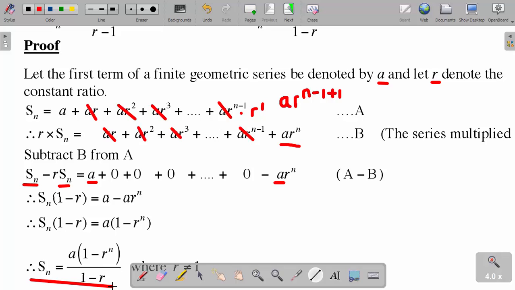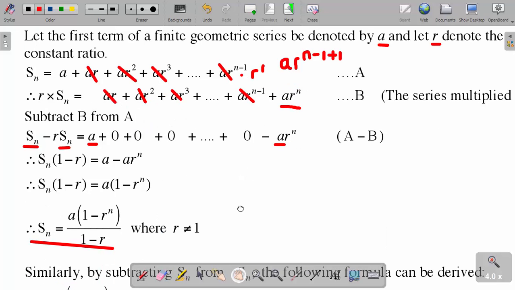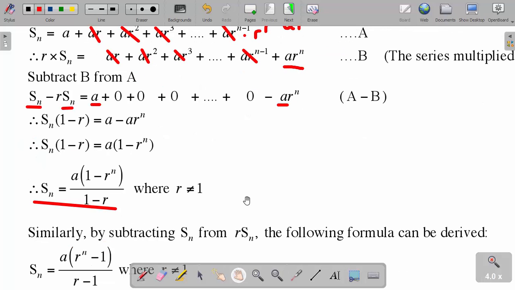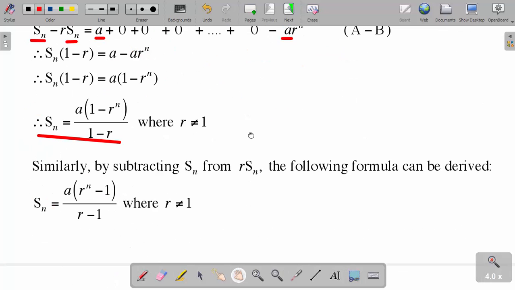That's how we prove this formula. Don't forget that my r cannot be equal to 1. Now similarly, by subtracting Sn from R Sn, the following formula can be derived as well. It will be Sn equals A, open brackets, r power n minus 1, divided by r minus 1, whereby r cannot be equal to 1. Why? Because it will be undefined. I hope we are together. Let us proceed and perhaps look at some examples.